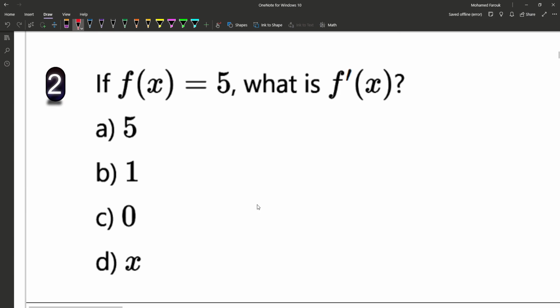f of x is equal to 5. What is f dash of x? Okay, if we have a constant, the derivative of the constant will be 0. So the answer will be C.